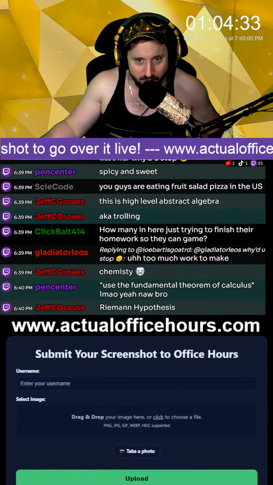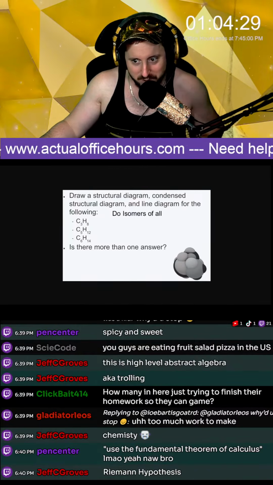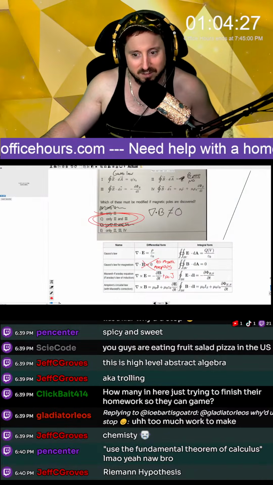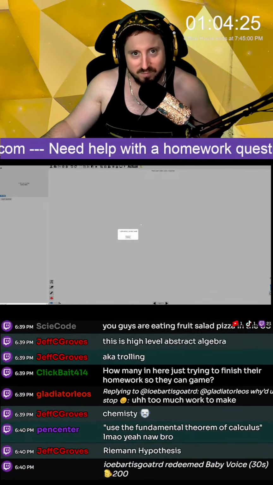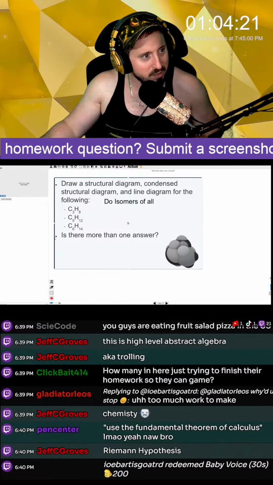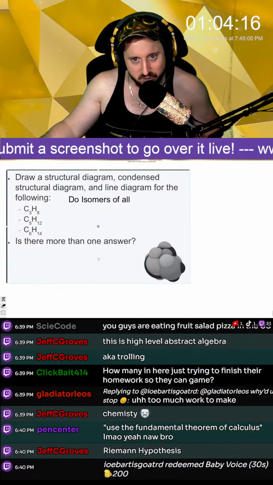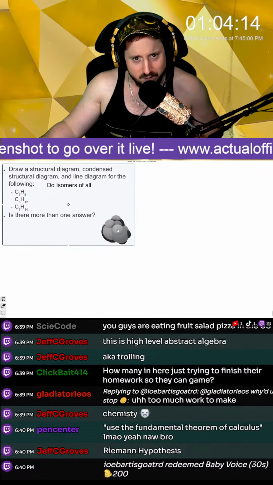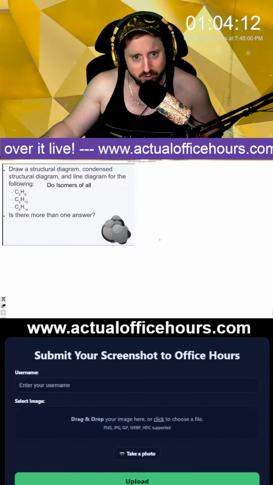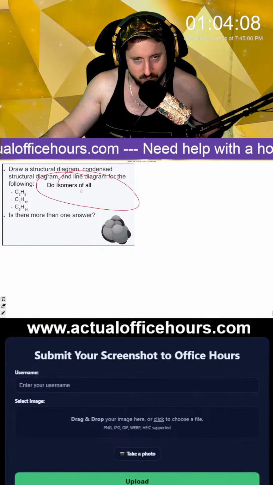Okay, here we go. Beautiful. Oh, I love this. Chemistry. JC's about to be so happy we have chemistry right now. Baby voice is engaged. Okay, cool. Alright, draw a structural diagram, condensed structural diagram, and a line diagram for the following. Do isomers of all... Wait, what? What does it mean? Excuse me, what?